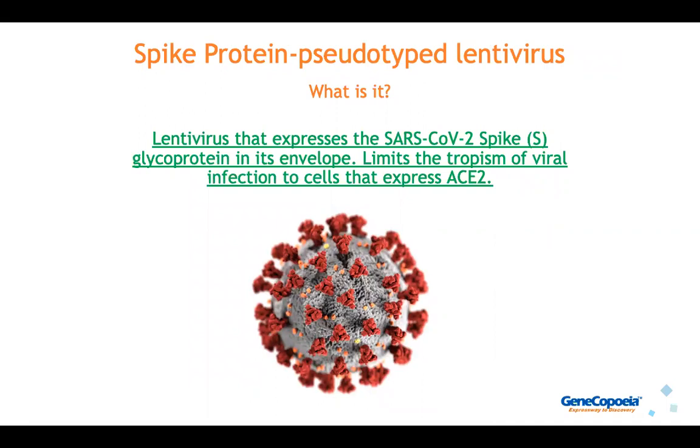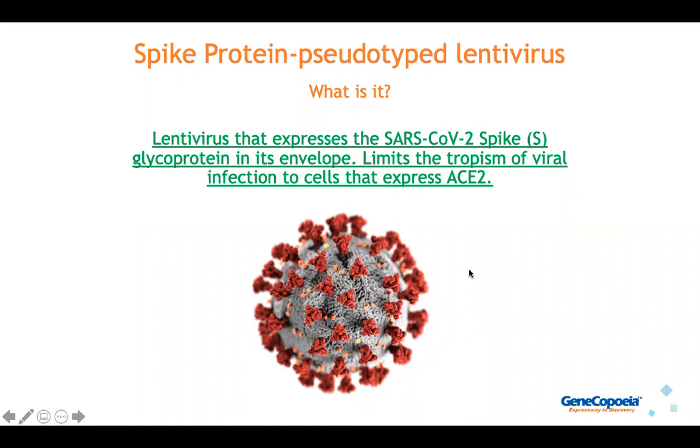So the first product type I'm going to talk about, now that we're through the background, is spike protein pseudotyped lentivirus. So what is this? Basically, this is lentivirus that expresses the SARS-CoV-2 spike protein in its envelope. Normally, lentiviruses, as you may know, are derived from HIV. But lentiviruses can be engineered, and I'll go into this in a little bit, so that you can change the membrane protein that binds to cellular receptors to other viral entry proteins. And the SARS-CoV-2 spike protein is no exception.